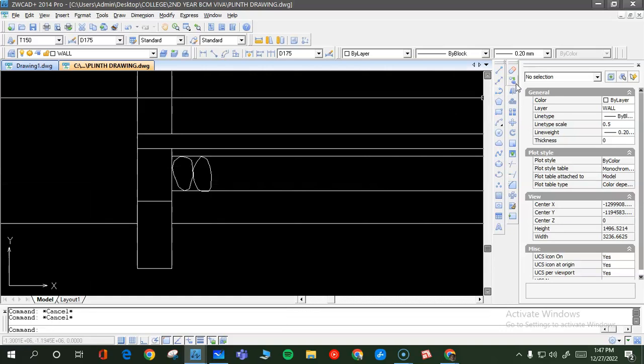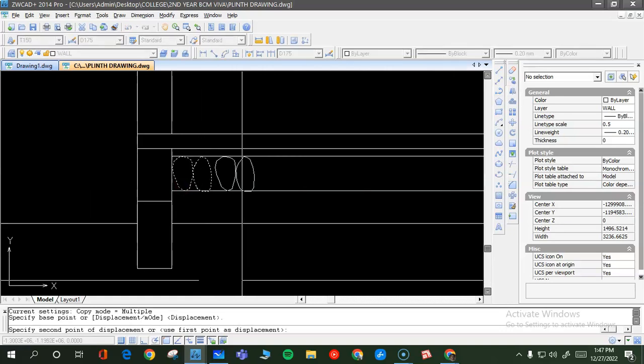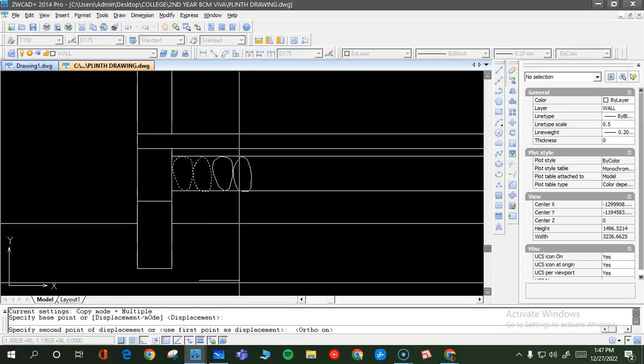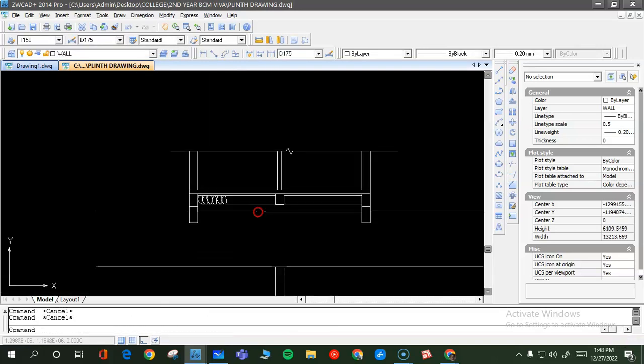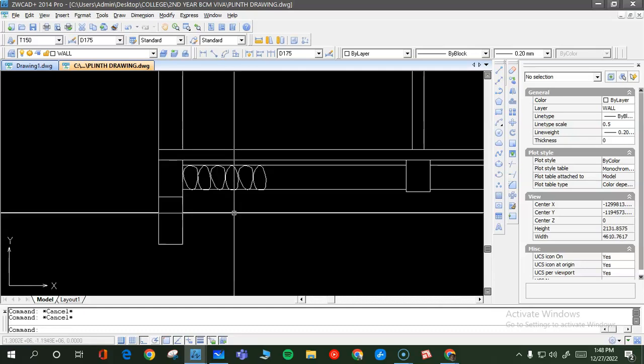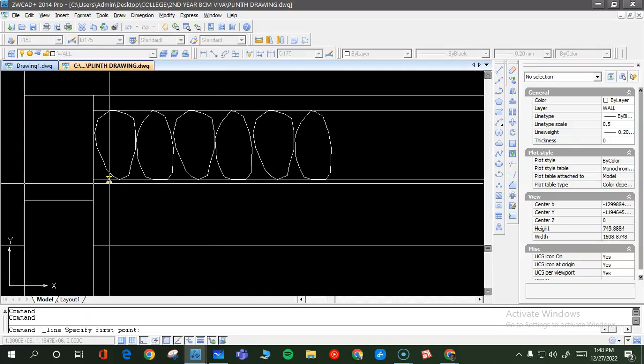And you can draw 2 or 3 more so that you get some area where you're going to show this. That's it. You did not draw the entire thing. You can just show this much. That is okay. And then below this now you can draw the murum filling.